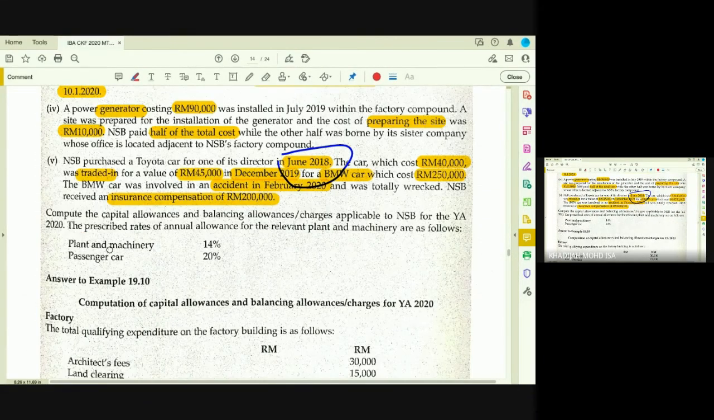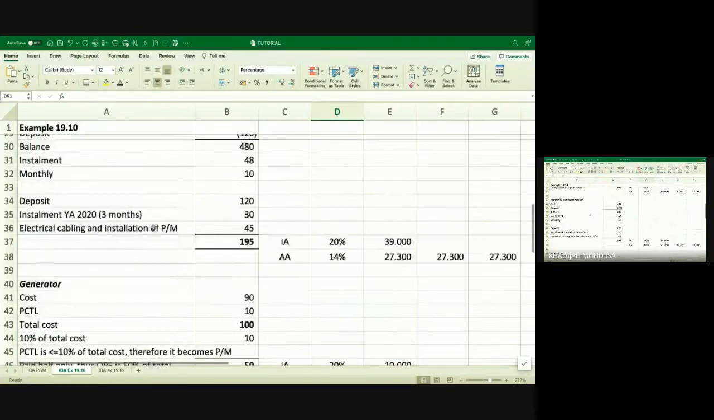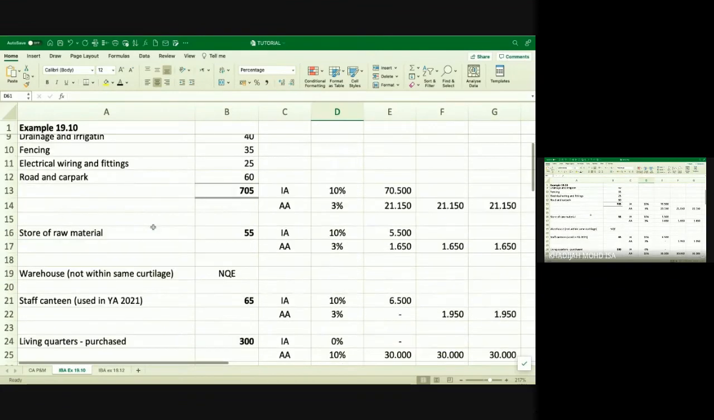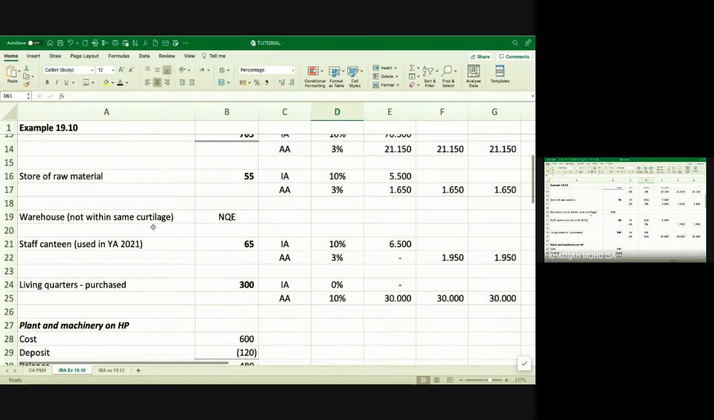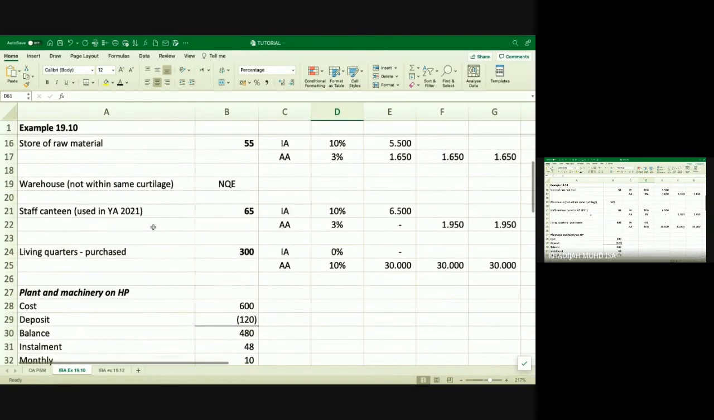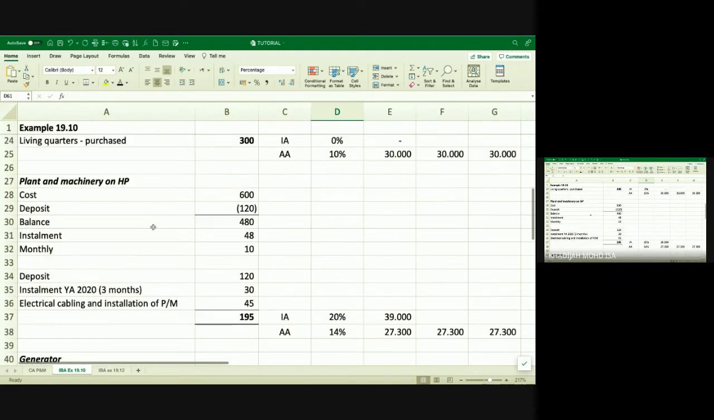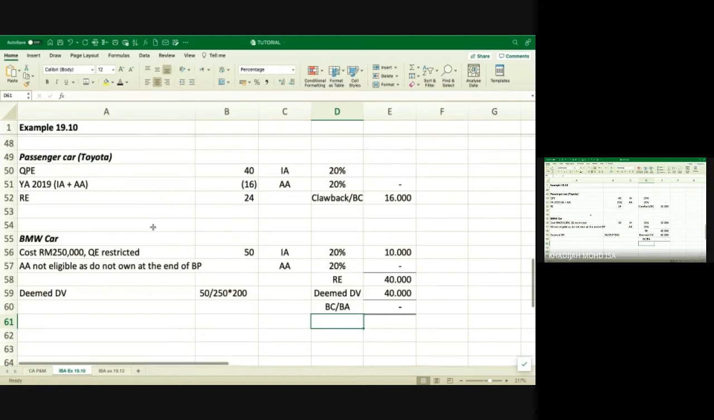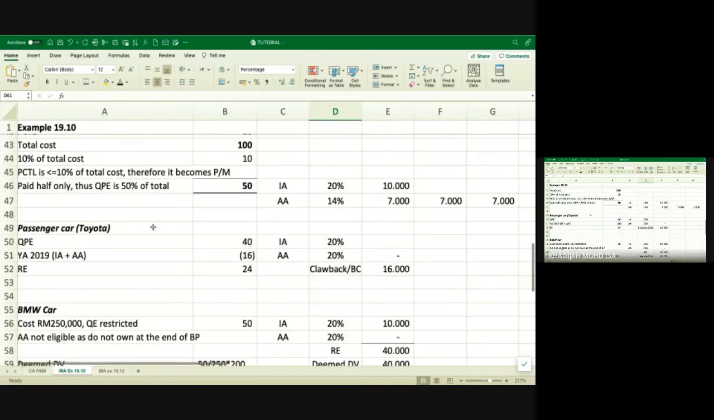So we are done now. So even though it is one question, the computation is on the building, on the storage, on the warehouse, the non-qualifying staff canteen, living quarters, plant and machinery, generator, passenger car, and BMW car. You have to compute all of that in one question.